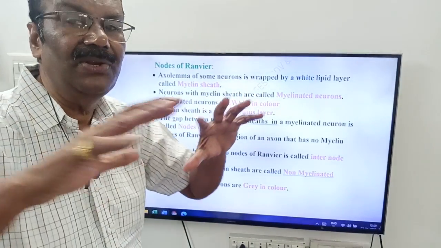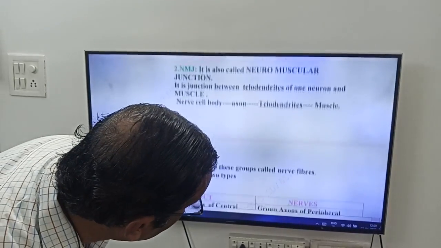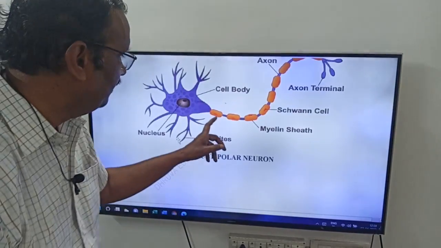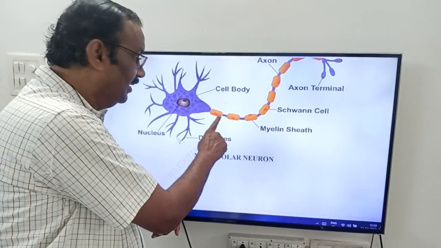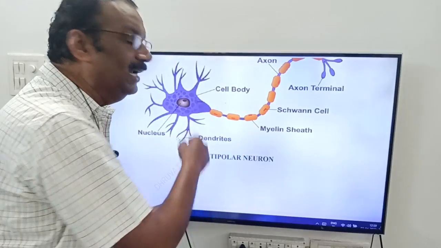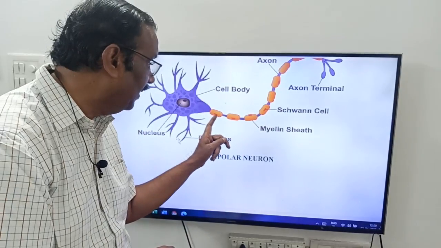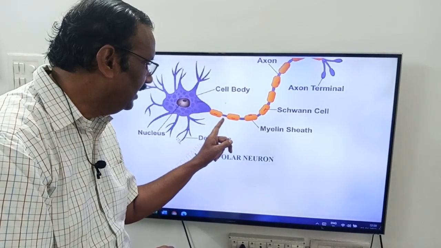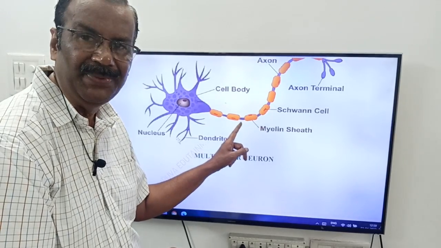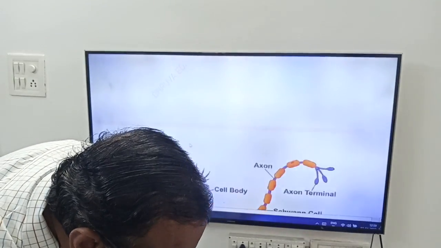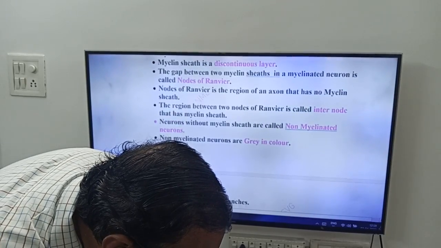The myelin sheath is a discontinuous layer, friends, not a continuous layer. See this image: this is the myelin sheath, and here there is no myelin sheath. In between these two there is a gap. So the myelin sheath is a discontinuous layer.